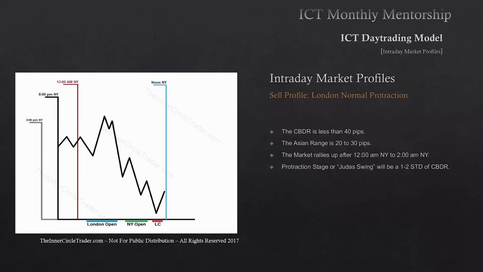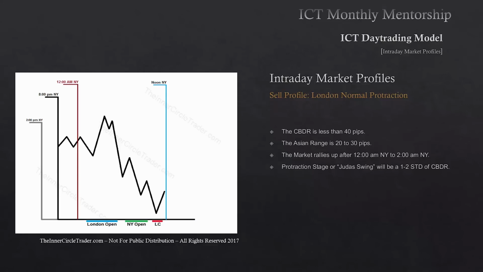If that does not exist, right away you have a warning sign that you're probably not going to be wanting to trade London. Now that can change. What makes that change is if the Asian range goes down to a 20 to 30 pip range and stays very tightly consolidated. Then we can go back to electing to look for this profile.